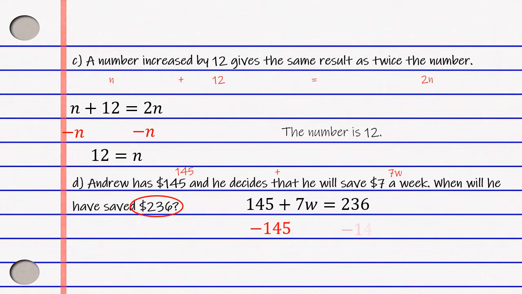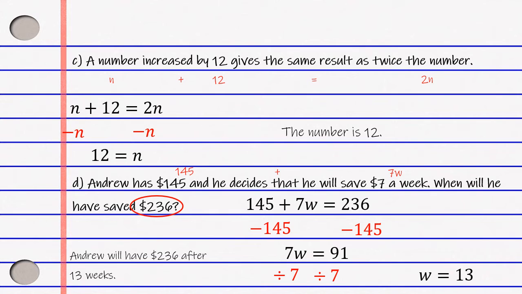So to solve that, we subtract 145 from both sides, and then we divide both sides by 7, and we get 13. So Andrew will have saved $236 after 13 weeks. Okay?